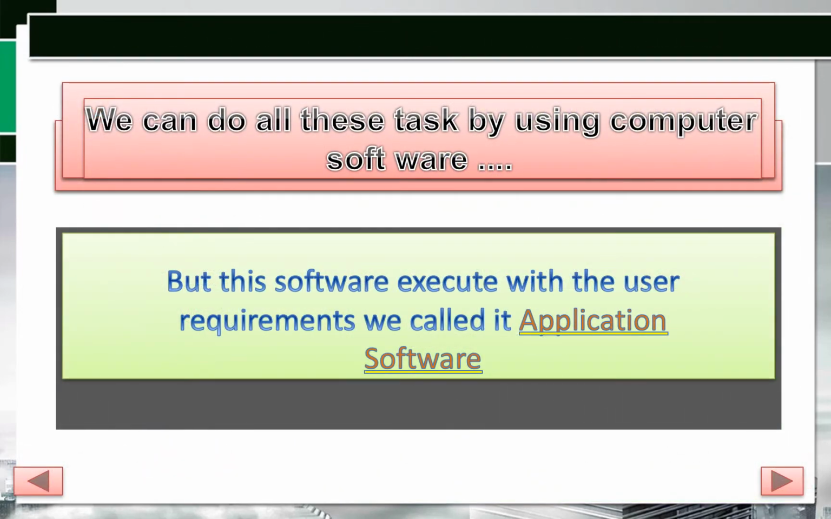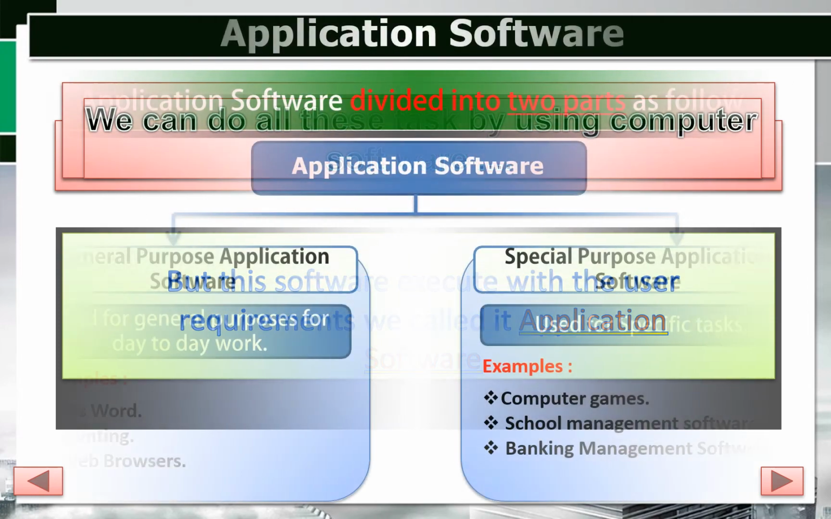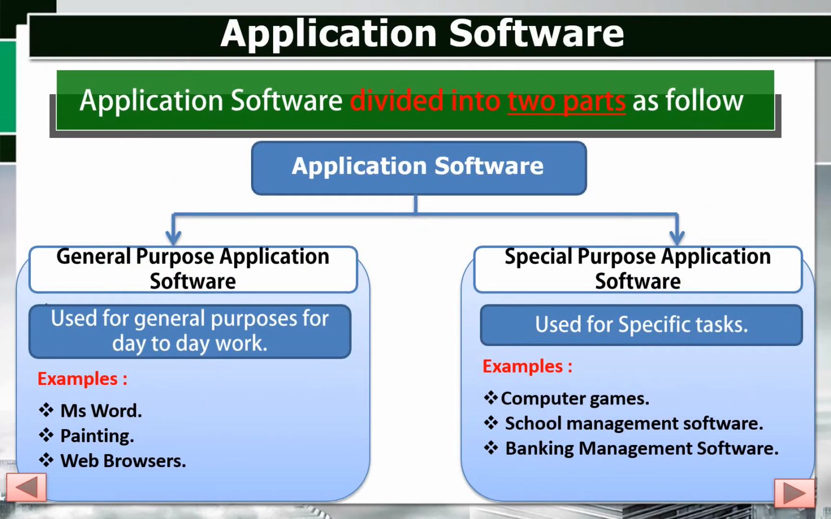Do you know the application software executes with the user requirements? Application software is divided into two parts. First one is general purpose application software. Second one is special purpose application software.